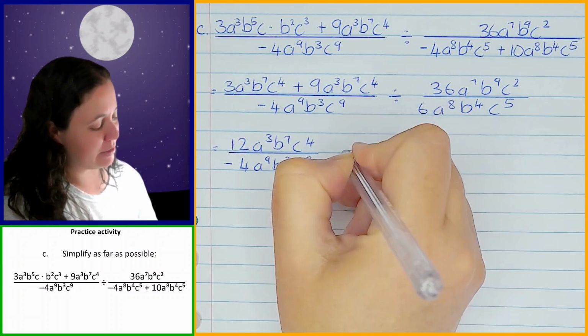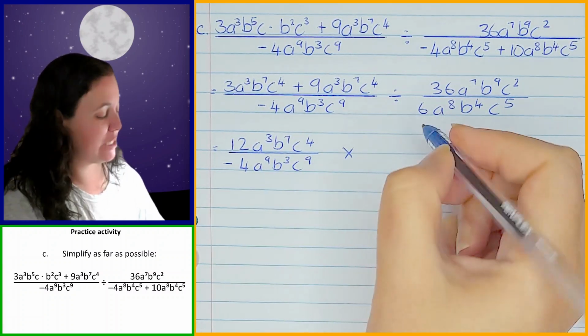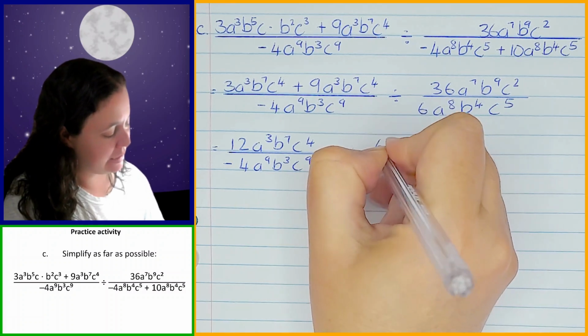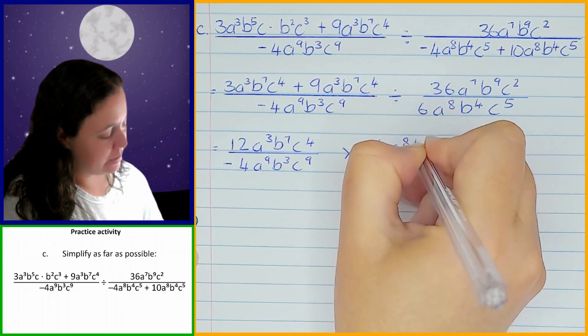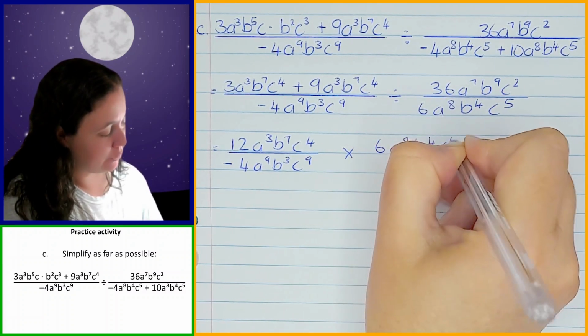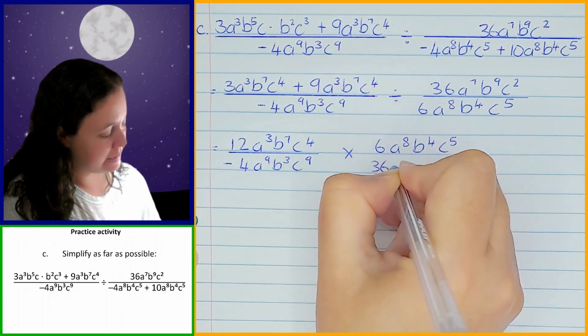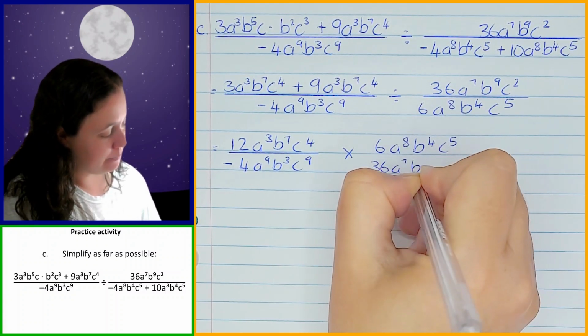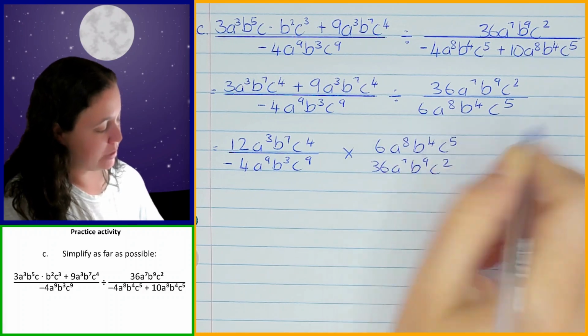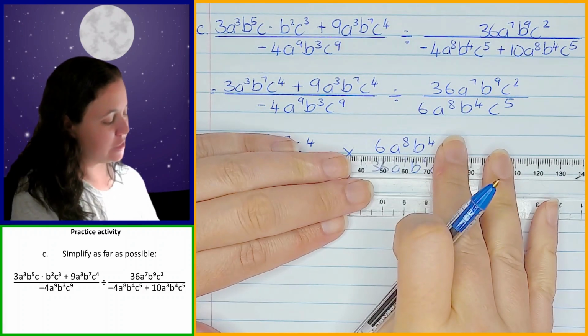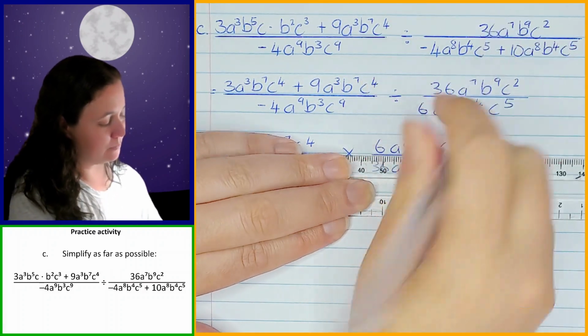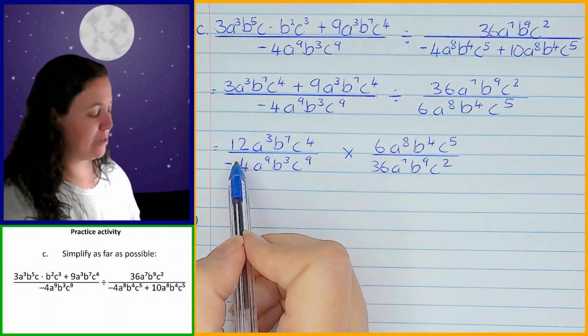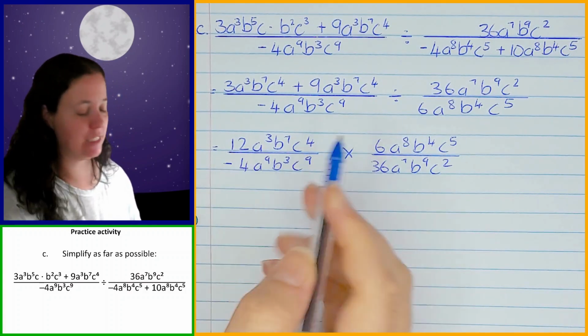And then I'm also going to tip in times now so that I'll be able to do my multiplication in the next step. So this is going to be 6 a to the power of 8 b to the power of 4 c to the power of 5, over 36 a to the power of 7 b to the power of 9 c squared. Okay. So now I'm going to go and look at what my sign is going to be. So I've got only one minus sign, so that's going to be negative.